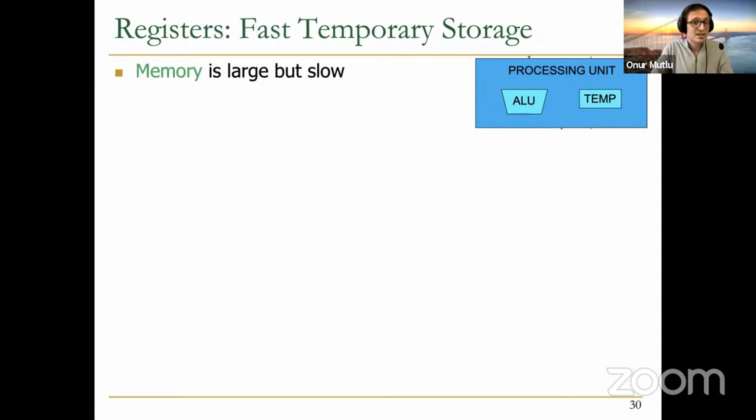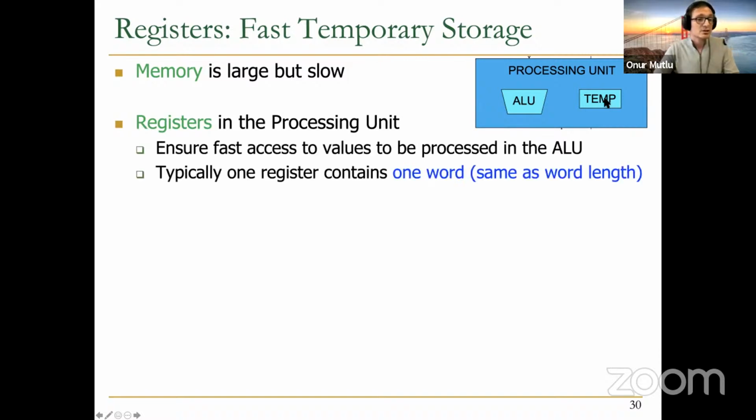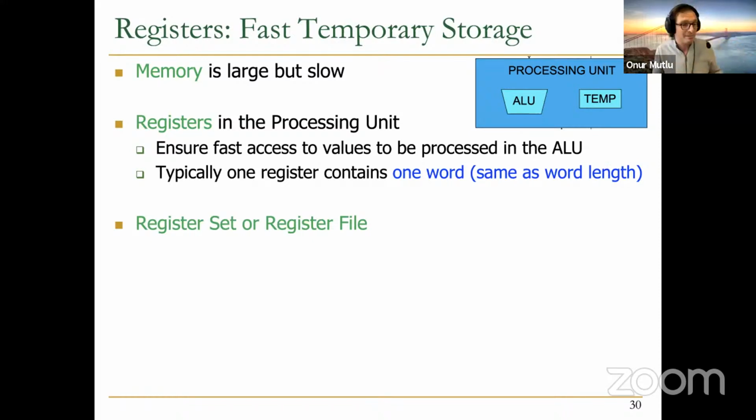So memory is large, but slow. And to tolerate that latency, we don't want to go to memory whenever we do the computation. We have a result, and we want to store that result in the registers in the processing unit. That's what this temp stands for over here, so that we can ensure fast access to the values to be processed in the ALU. Typically, one register contains one word, that is, the same as the word length. And we have a set of registers that are addressable by the programmer. So this is part of the instruction set architecture, essentially.